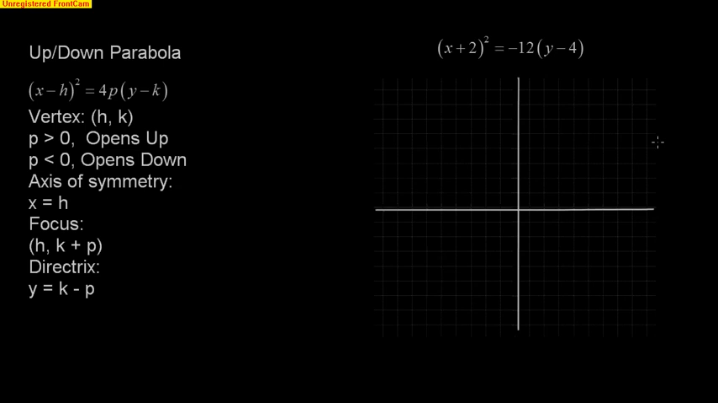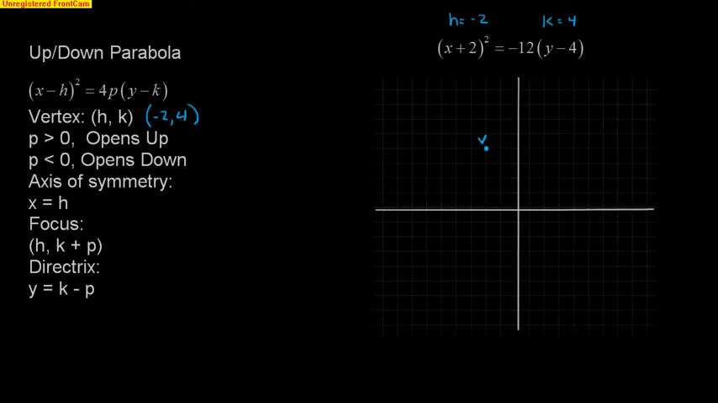Okay. So again, we're going to recognize right here h and k. Alright, so see how it says x plus 2? That means h is going to be negative 2 and k is going to be 4. Alright, so knowing that, my vertex is going to be negative 2, 4. So I go to negative 2, 1, 2, 3, 4. And this is going to be my vertex.